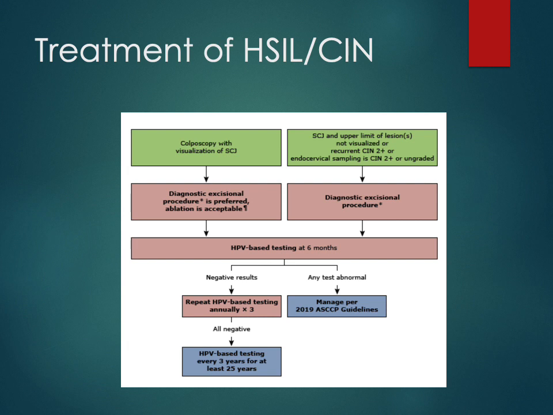The treatment of HSIL or CIN starts off with a colposcopy, and then if it's discovered, a diagnostic excisional procedure, and then we follow these up with HPV testing at 6 months and follow the algorithm based on whether we have positive or negative results at that point.